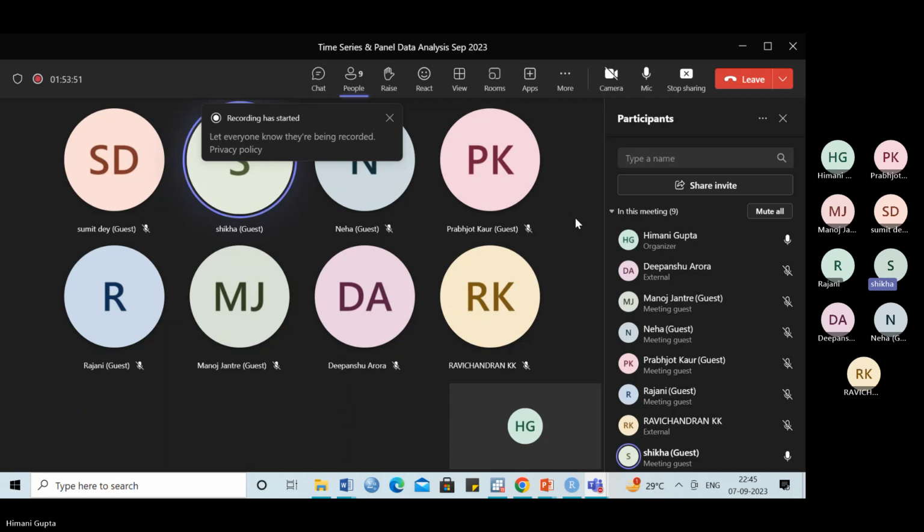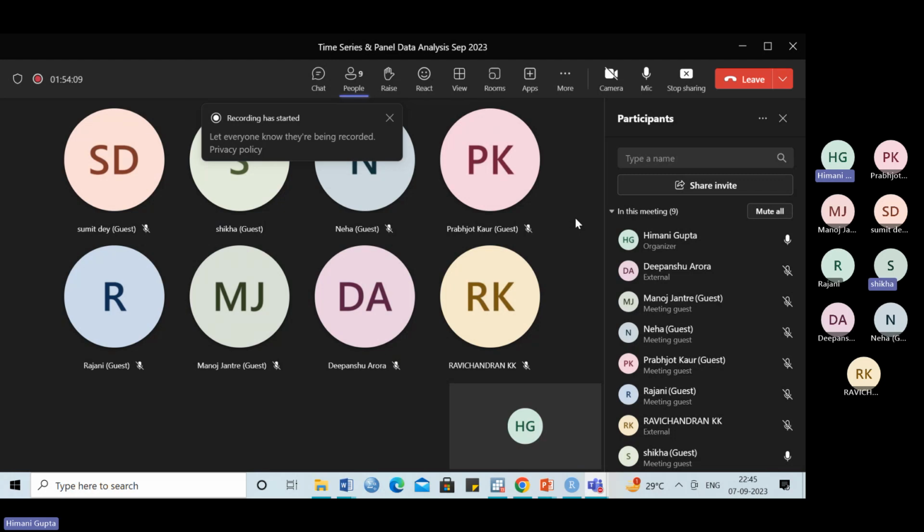Ma'am, there is just one question. EGARCH and GJR-GARCH are both asymmetric ones. Which one is more reliable, if we can say, or should we go for the literature review?